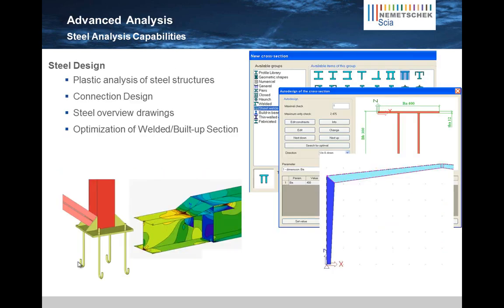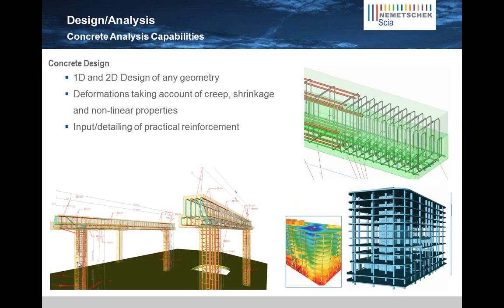In regards to steel, just some highlights. We could actually do the plastic analysis of steel structures. We also can do connection modeling and connection design. We can generate steel overview drawings. And we also have a unique ability to optimize gable frames, welded, or built-up sections.